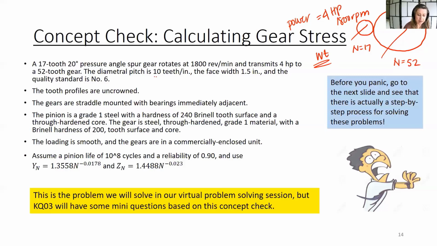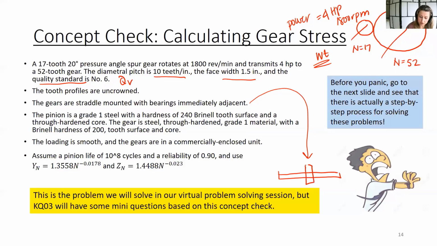So diametral pitch is 10 teeth per inch. You have the face width, and you have the quality standard. Remember, this is a little Qv. The tooth profiles are uncrowned. The gears are straddle mounted with bearings immediately adjacent. So what does this mean? If this is our shaft, here's our gear, and the bearings are very, very close to the gear, and this is going to come into play for one of those C factors that we talked about in the bending stress formula.